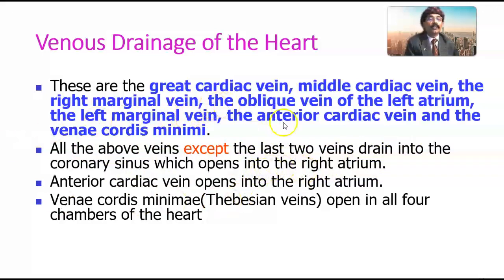That means the anterior cardiac vein opens into the right atrium, not into the coronary sinus. Venae cordis minimi may open in any chamber of the heart, mostly in the right atrium. All other veins open into the coronary sinus. These are the tributaries of the coronary sinus. Venae cordis minimi open in all four chambers of the heart.